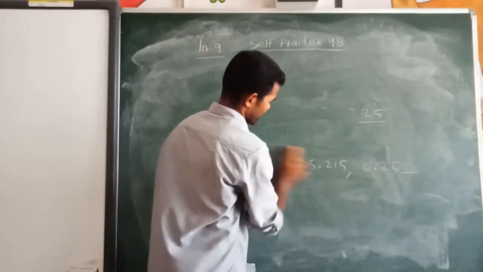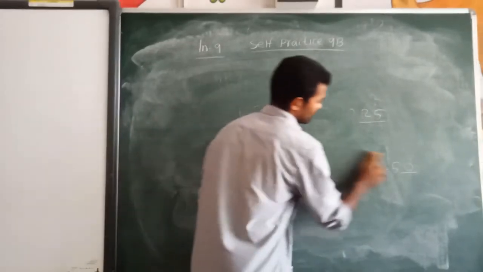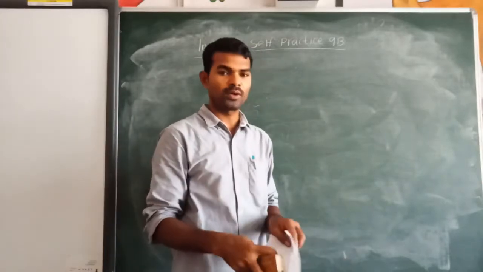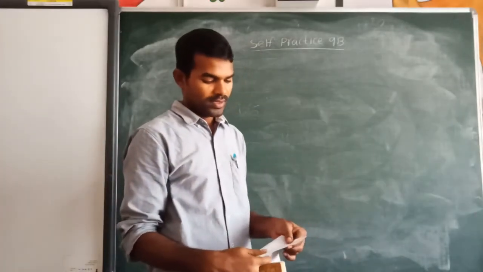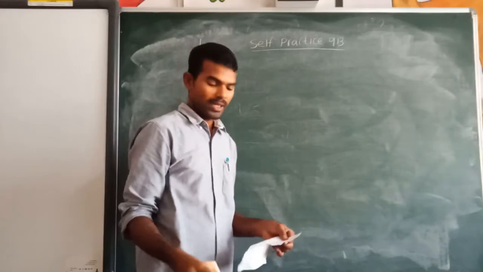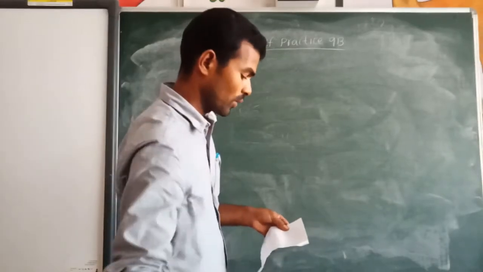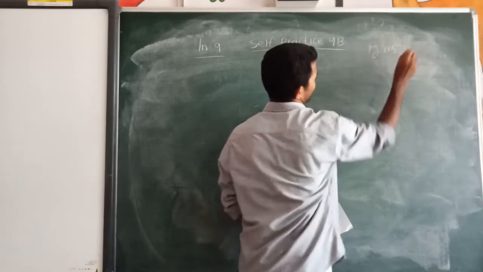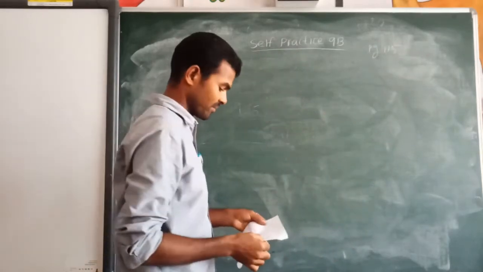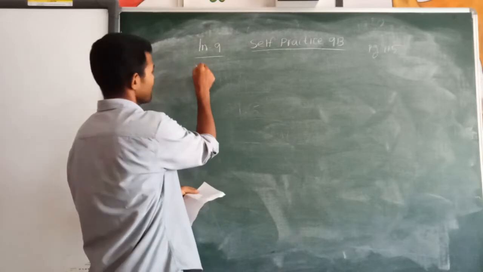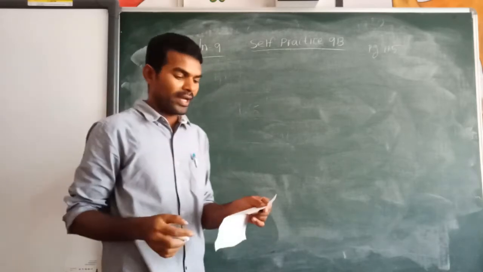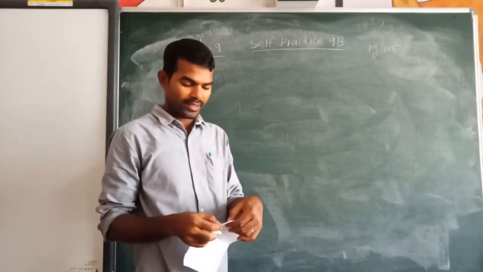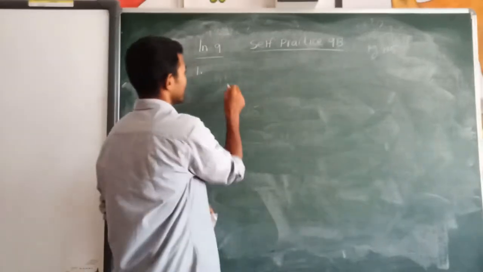Now let us go to the exercise. When we do the exercise, you can understand more deeply. Self-practice 9B, page number 115. First question: write the following decimals in ascending order.